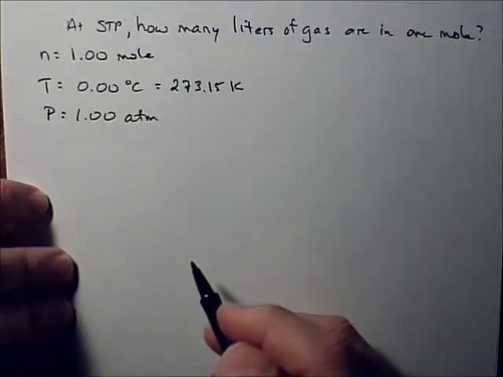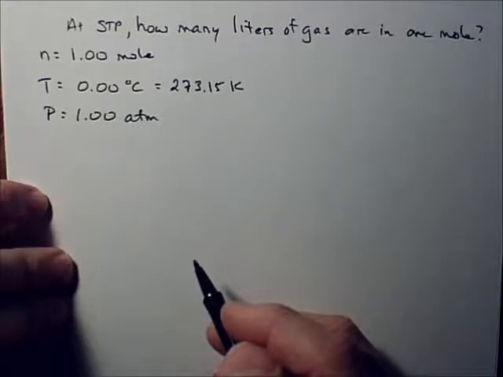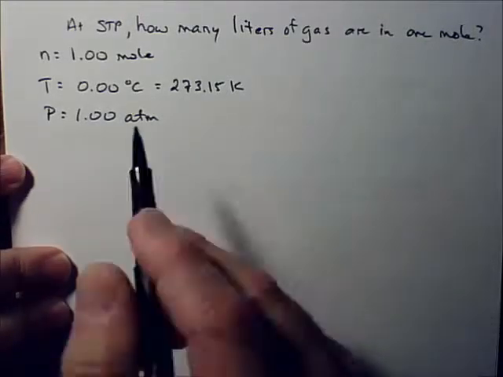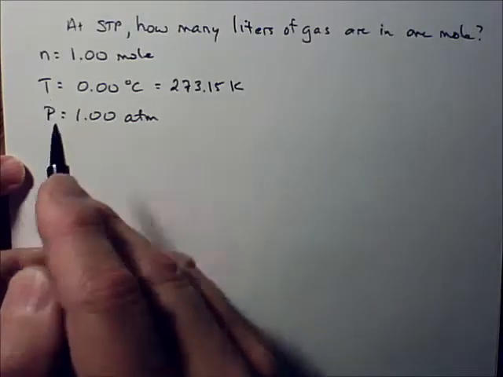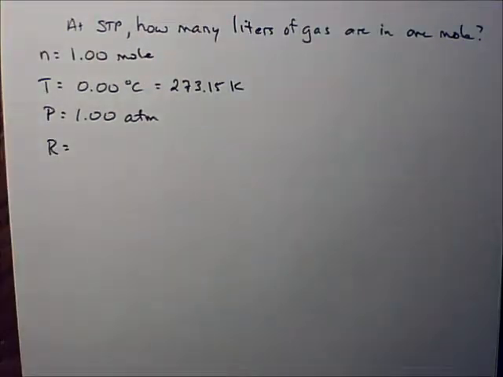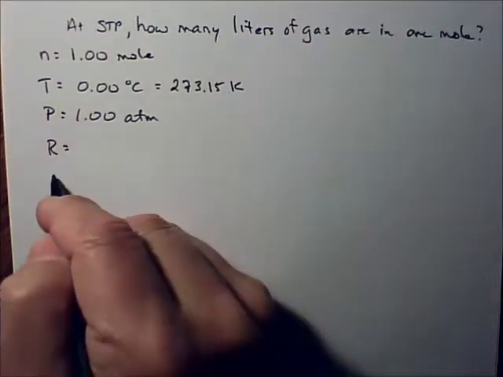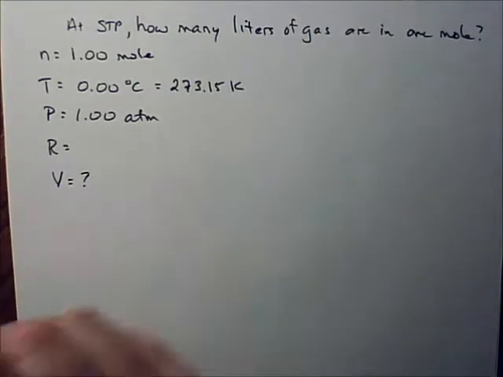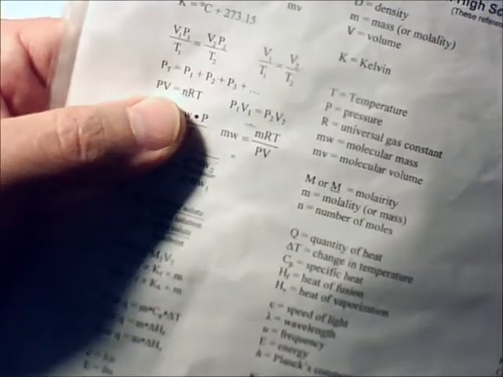The final exam is all multiple choice, so all you have to do is figure out the right answer. Since we have n, T, and P, and we always have R, this is an ideal gas law problem because we're trying to find V. PV equals nRT is the ideal gas law. If you didn't remember that, you could look on your test references back here, and you'd find PV equals nRT right here above my thumb.